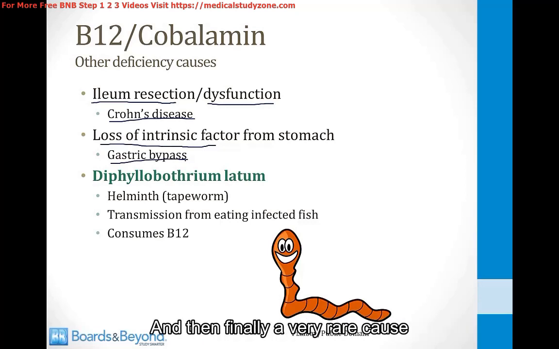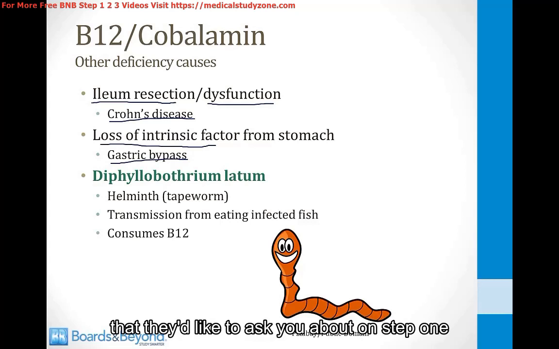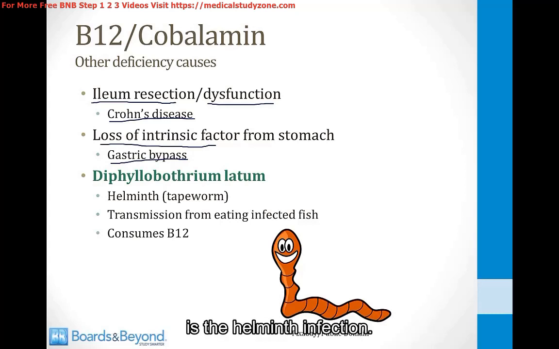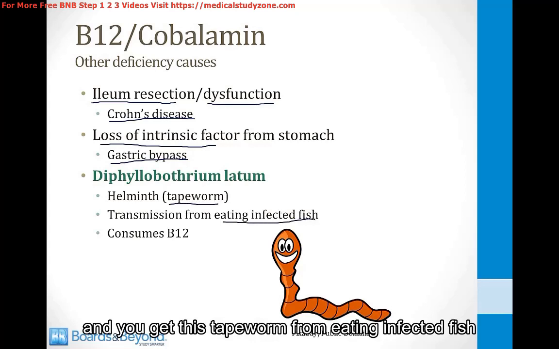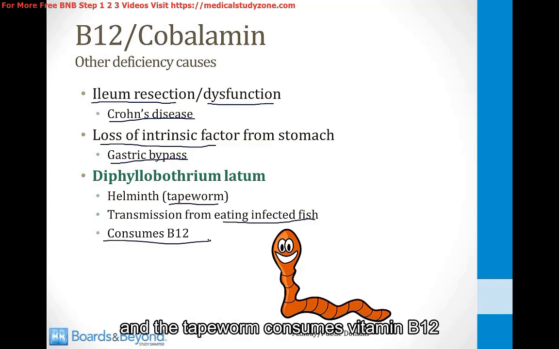And then finally, a very rare cause that they like to ask you about on step 1 is the helminth infection, Diphyllobothrium latum. It's a tapeworm, and you get this tapeworm from eating infected fish, and the tapeworm consumes vitamin B12, and it can make you deficient in vitamin B12.